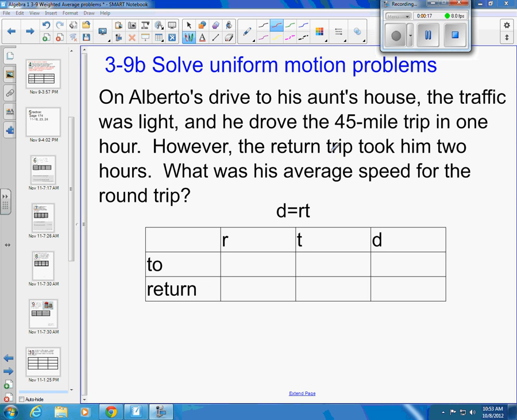However, the return trip took him 2 hours. What was his average speed for the round trip? So here's our question. What was the average speed for the round trip? So let's go back and reread some of this stuff and start sorting it out.